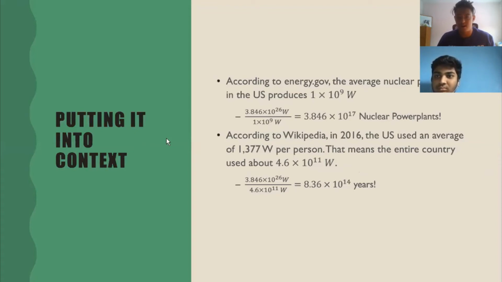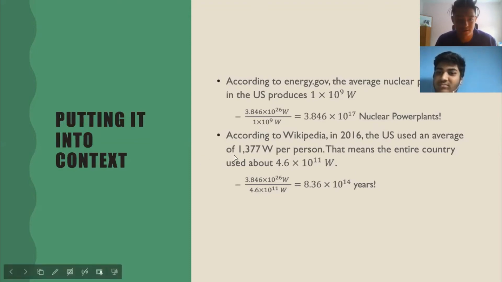So just putting it in context, this calculation also shows that to match the power output of the sun, we need 3.846 times 10 to the 17 nuclear plants, which is crazy. And if we actually took the power output of the sun and absorbed it in 1 year, it would last us for 8.36 times 10 to the 14 years. But obviously that is outside of our reach. It's just very interesting to see in perspective.